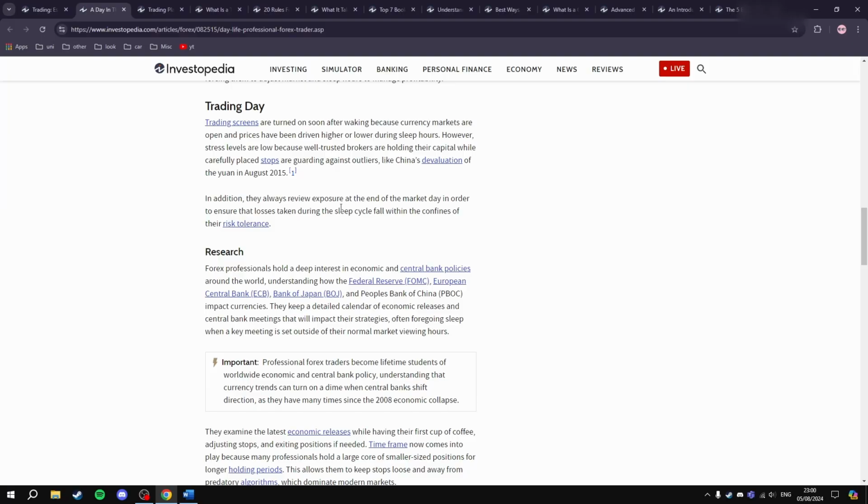In addition, they always review exposure at the end of the market day in order to ensure that losses taken during the sleep cycle fall within the confines of their risk tolerance.